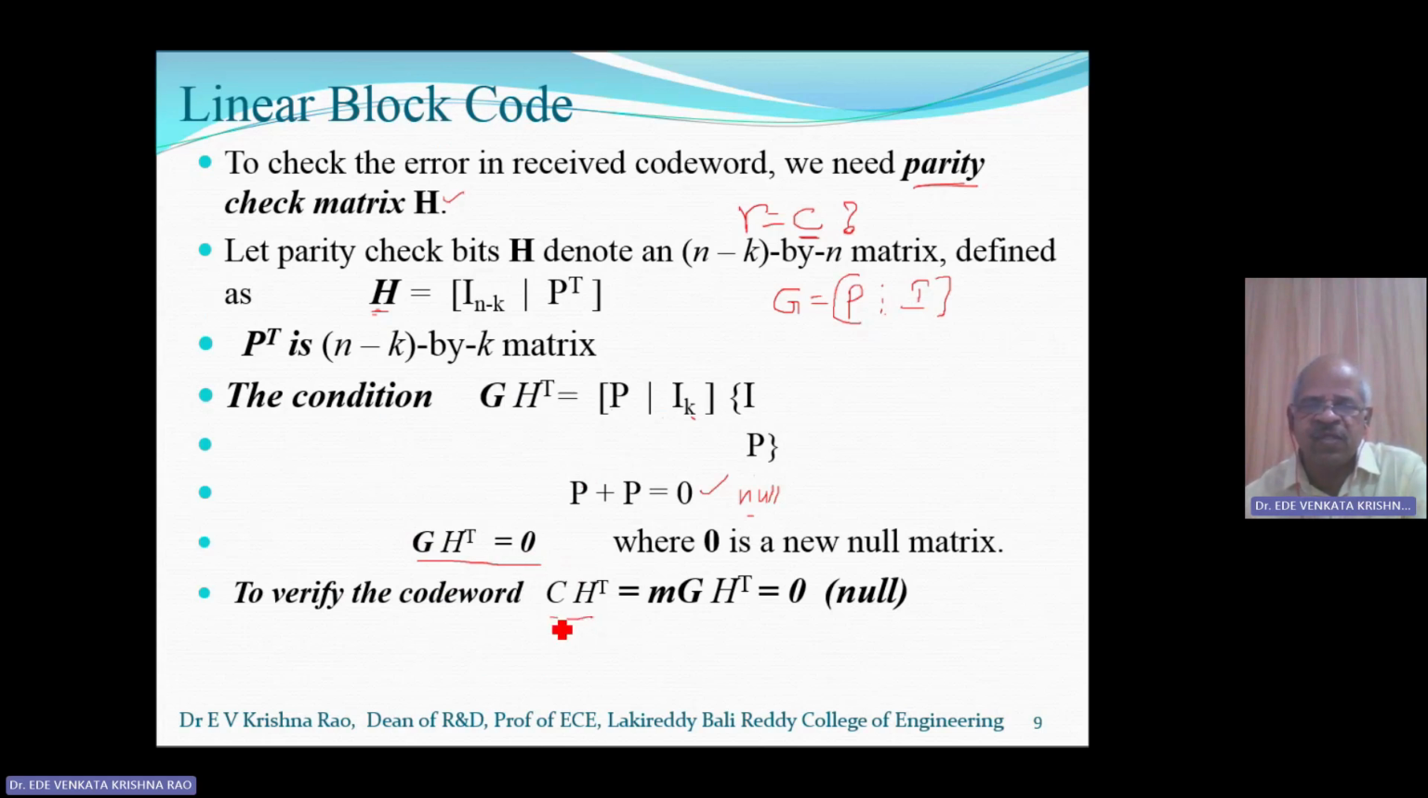If you verify C H transpose, the code word times the parity check matrix transpose, this C is M and G, so C H transpose is M G H transpose, which is equal to 0, because G H transpose equals 0. To verify C H transpose, we choose G H transpose as null, as 0. Now we know the generator matrix and the parity check matrix, for generating the code word and for checking errors at the receiver with the parity check matrix.